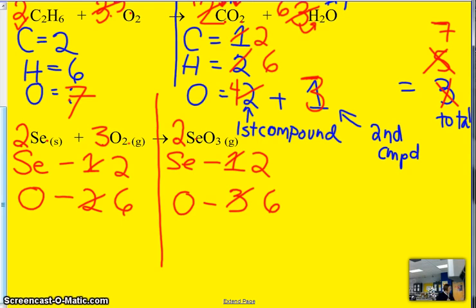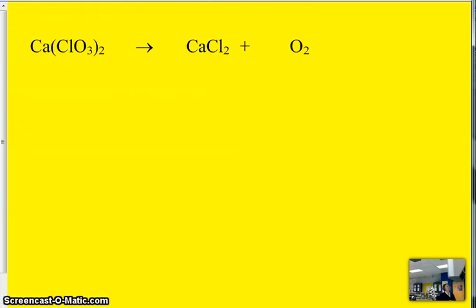I'd like you to try one, just for practice. You have this one here. Why don't you try to balance this one for Monday, okay? Draw your wall, list and count, see if you can come up with the right balanced equation.